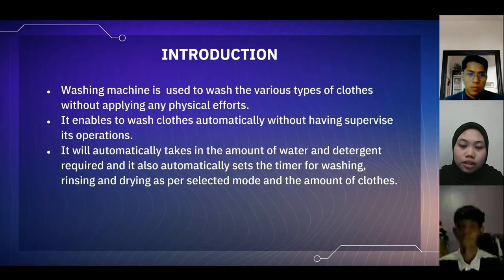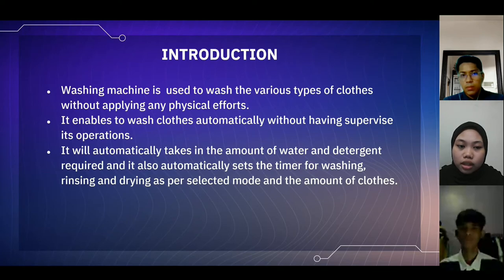Introduction. Washing machine is used to wash the various types of clothes without applying any physical effort. It enables to wash clothes automatically without having supervised its operation. It will automatically take in the amount of water and detergent required, and it also automatically sets the timer for washing, rinsing and drying as per selected mode and the amount of clothes.